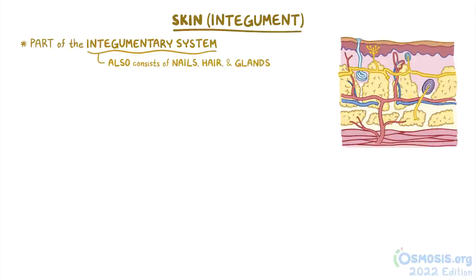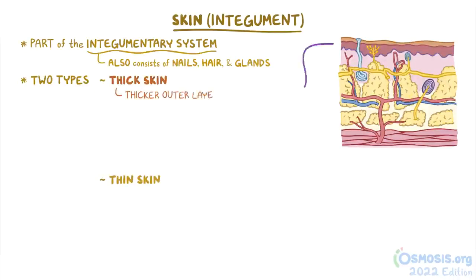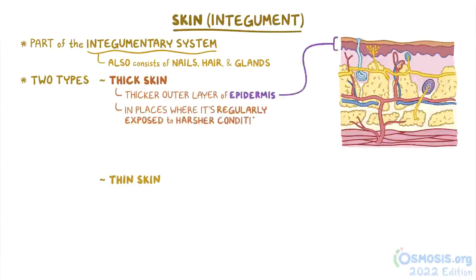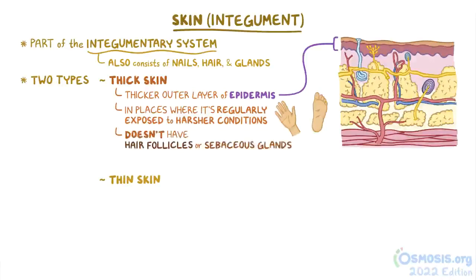The skin can be split into two general types, thick skin and thin skin. Thick skin has a much thicker outer layer of epidermis that helps to protect the body in places where it's regularly exposed to slightly harsher physical conditions. That's why it's typically found in places such as the palms of the hands and soles of the feet. Thick skin can also be differentiated from thin skin because it doesn't have hair follicles or oil-producing glands called sebaceous glands. It does still contain sweat glands, though.